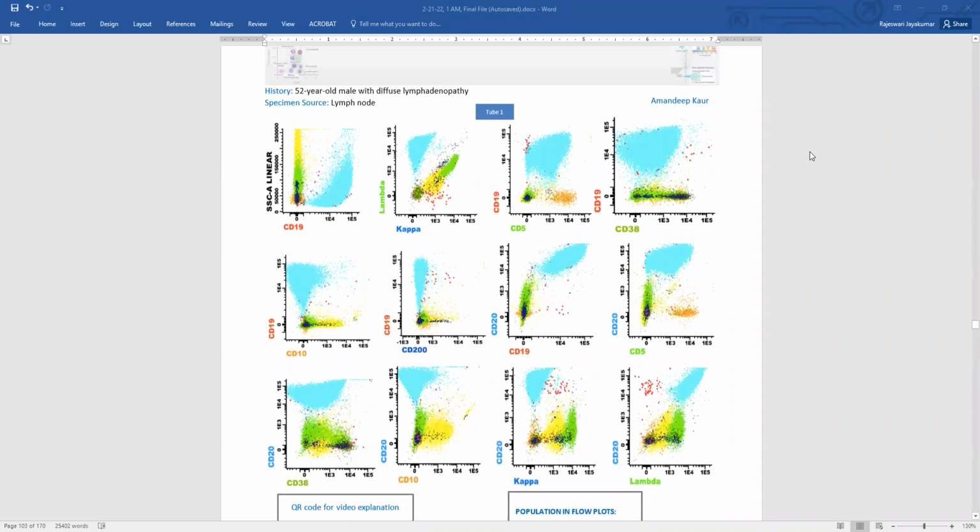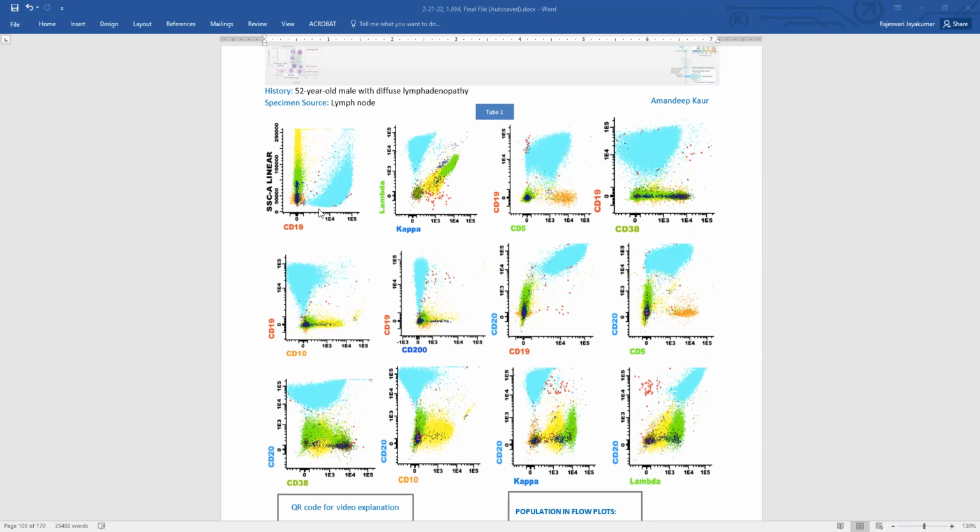Hello everyone, we are now going to go over the flow cytometry plots from a lymph node specimen from a 52-year-old male who is presenting with diffuse lymphadenopathy. So let's start with our first plot. Instead of the routine CD45 versus side scatter, this time we have provided CD19 versus side scatter.